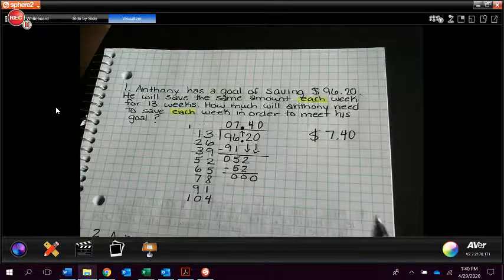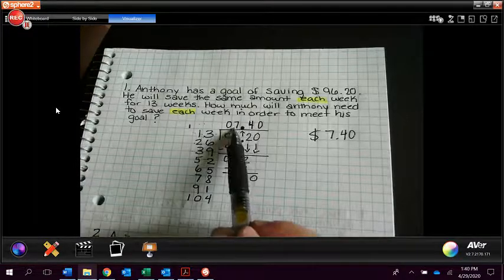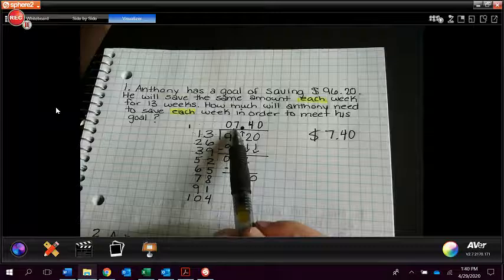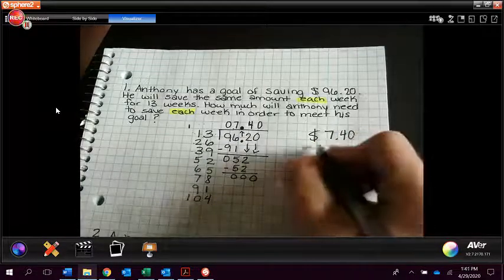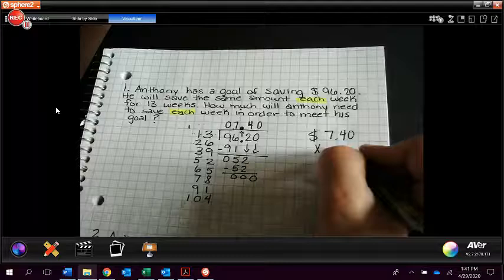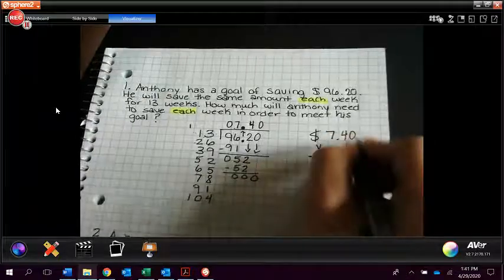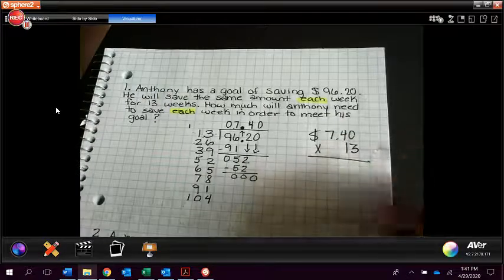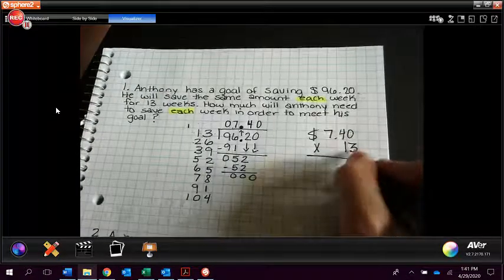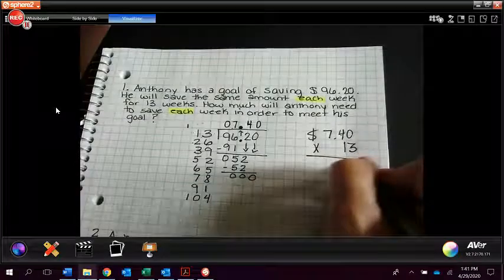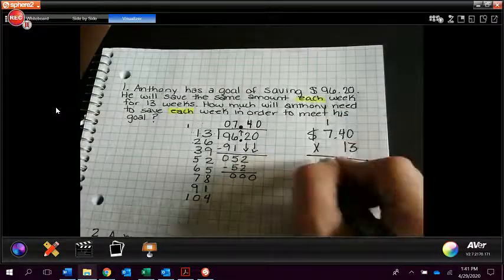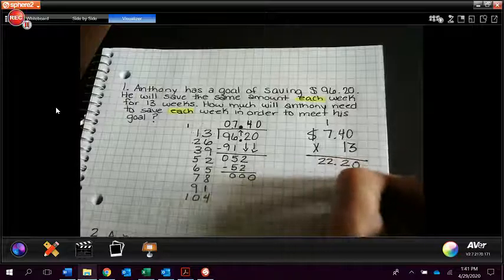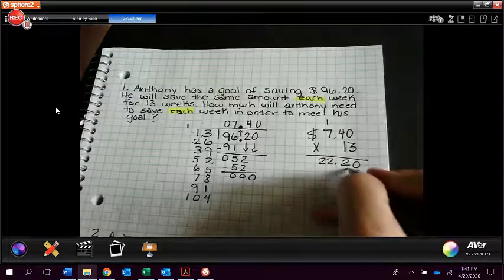Now, what you can also do is you can check your work. Now that you have the answer, $7.40, we can just multiply by 13 so that we check our work. And if we multiply, 0 times 3 gives us 0. 4 and 3 makes 12. 7 and 3, 21. Plus 1, 22. Add our 0. This gives us 0.